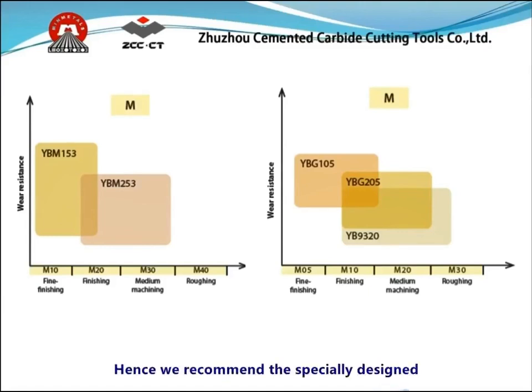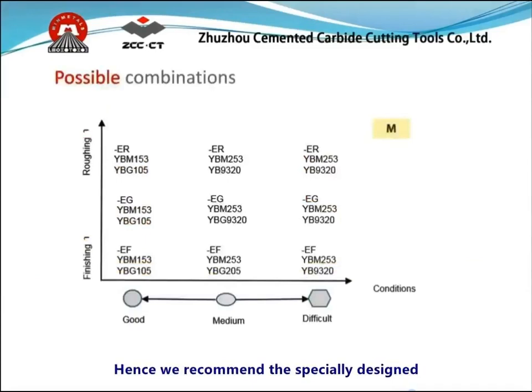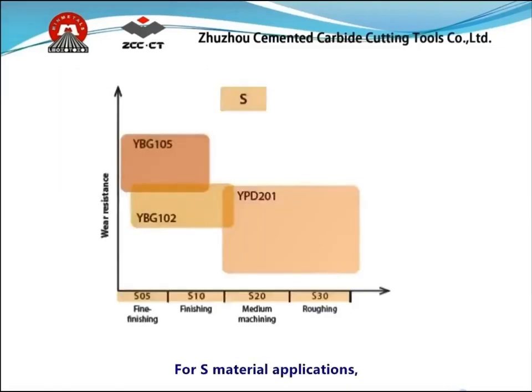Hence, we recommend the specially designed EF, EM, and ER chip breakers for machining adhesive and high plasticity materials such as stainless steels. Please notice the EG chip breaker here was specially designed for precision grooving and profiling. For S material applications, the chip breakers NF, NGF, SNR, and NM, and the PVD grades of the YBG series we covered previously.